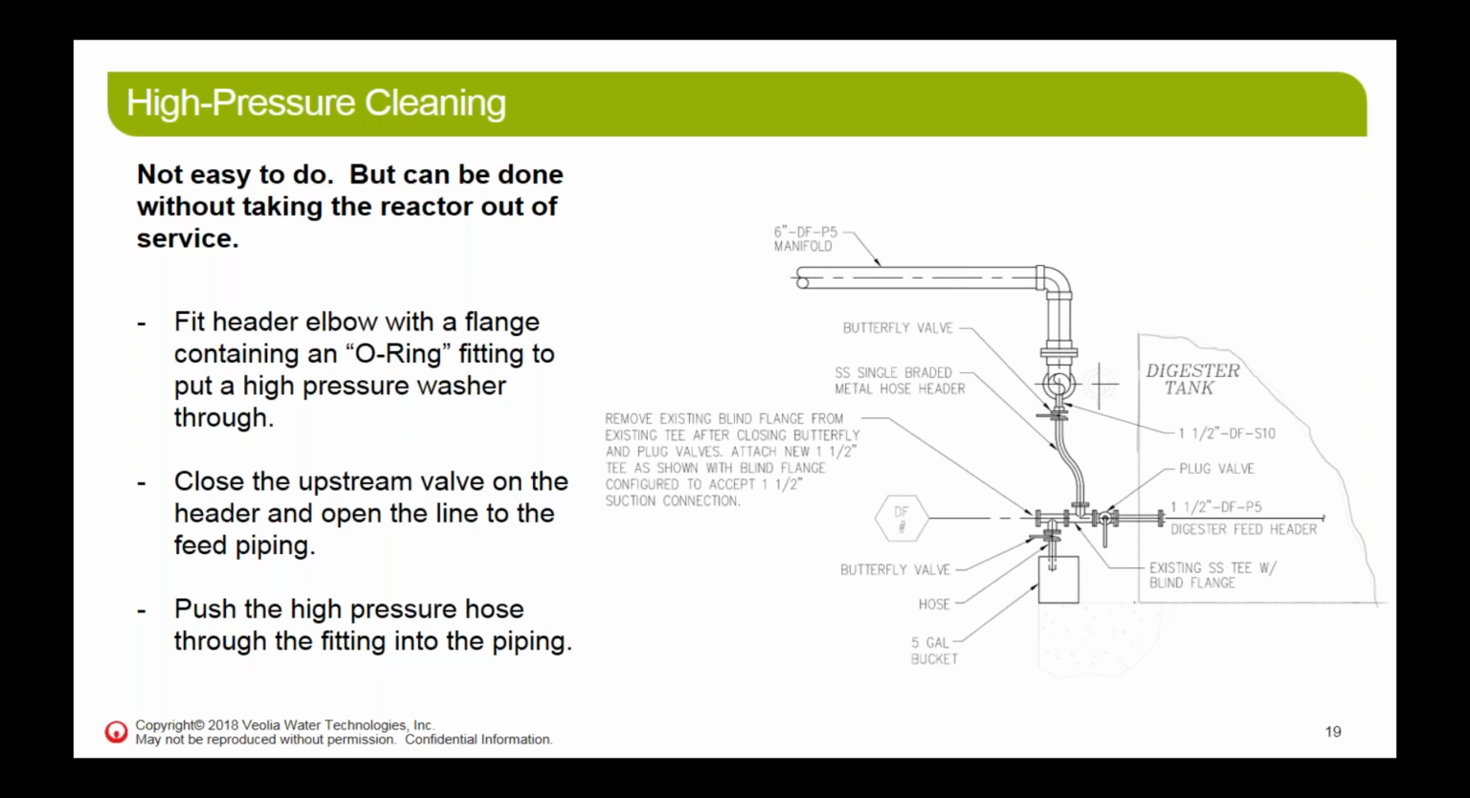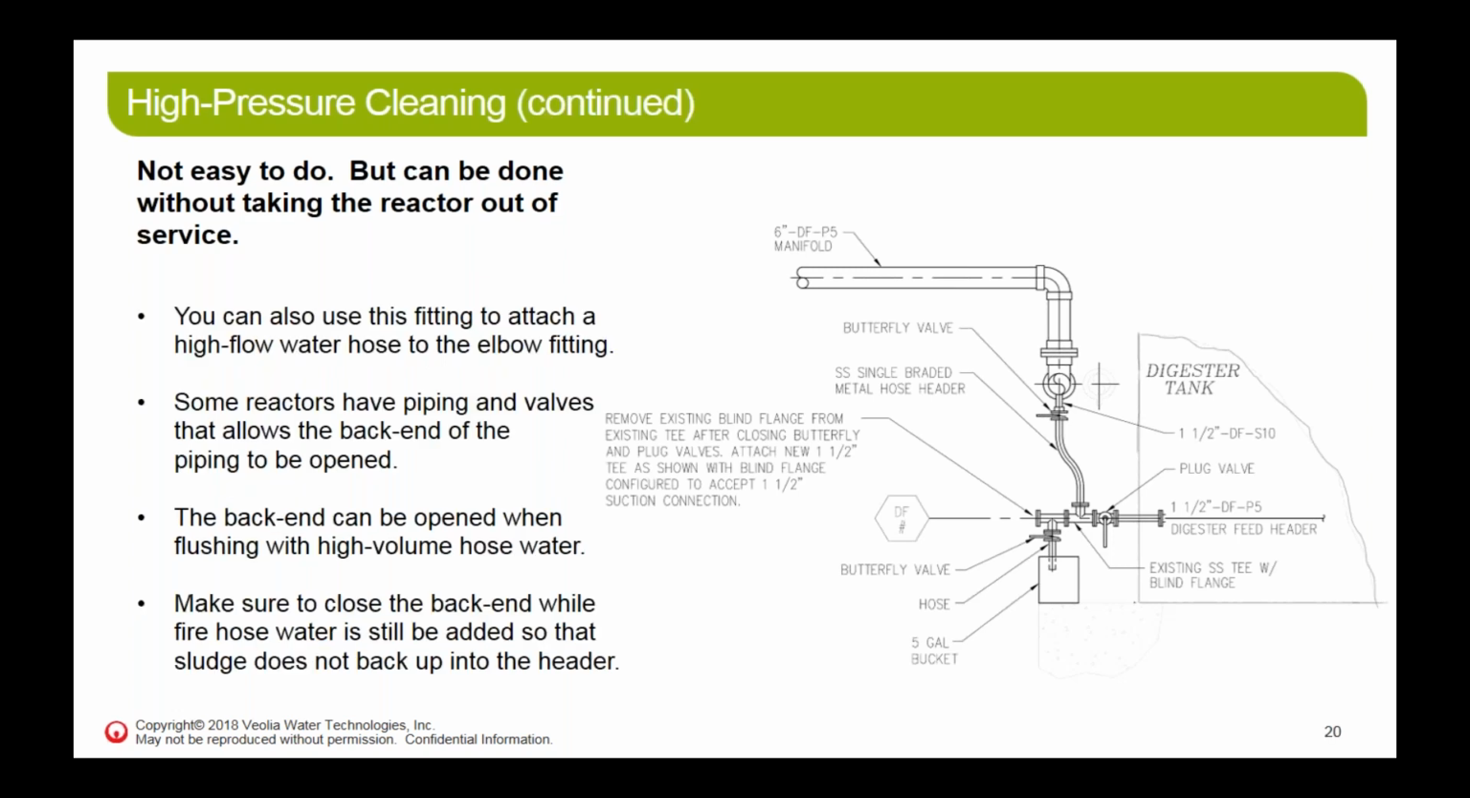Replace the blind flange with a flange that you've fitted with a double O-ring system, and then you feed a high-pressure nozzle assembly or a hose through those O-ring fittings, put the nozzle on the inside, and then obviously put the flange back on, open that plug valve, and start your high-pressure washer. Most of them you can have a type of nozzle that'll force its way through into the feed piping. So that's the first way.